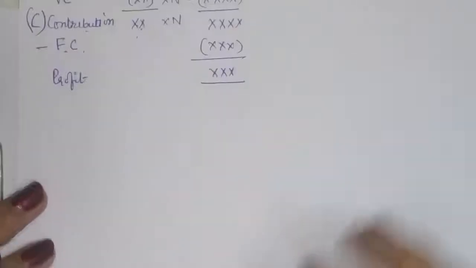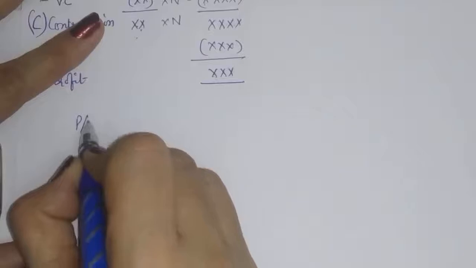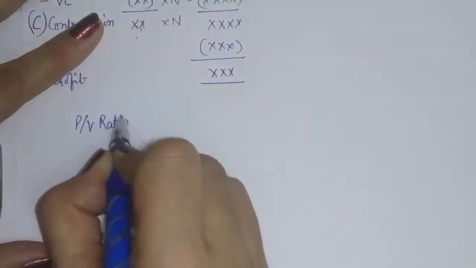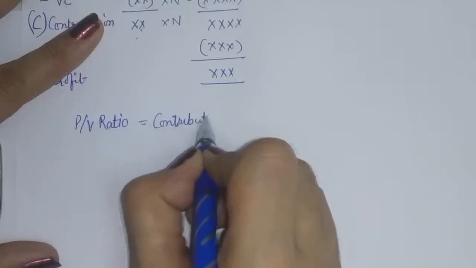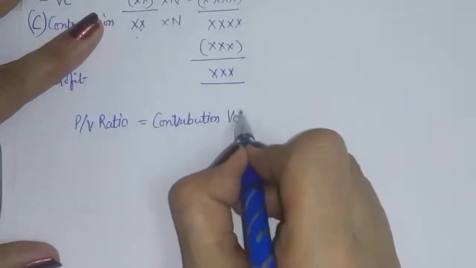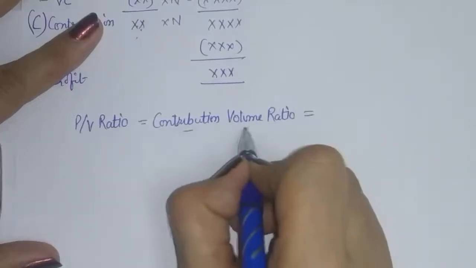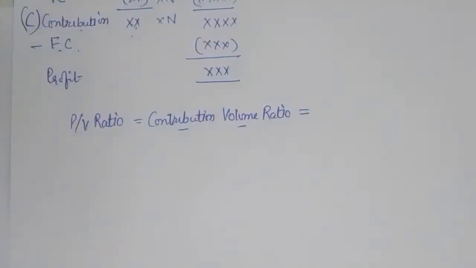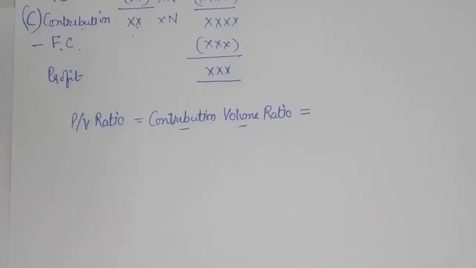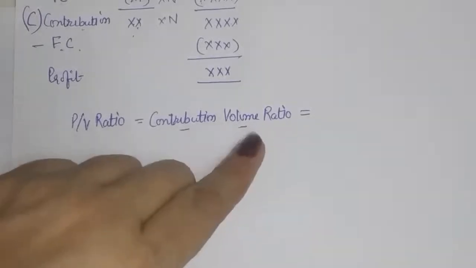Now PV analysis is basically based on one single formula, that is PV ratio. This is also referred as contribution volume ratio. That is, it's a ratio of contribution to volume. So as the name says, PV, profit to volume, it's not actually profit, because profit doesn't move with the volume. The component of profit which moves with the volume is contribution. So we take up contribution volume ratio.